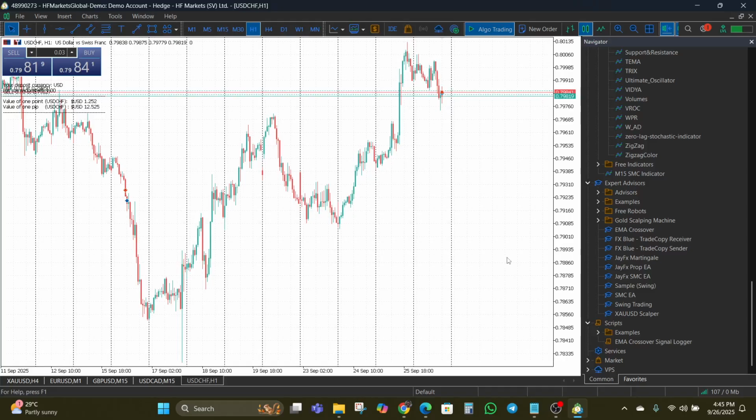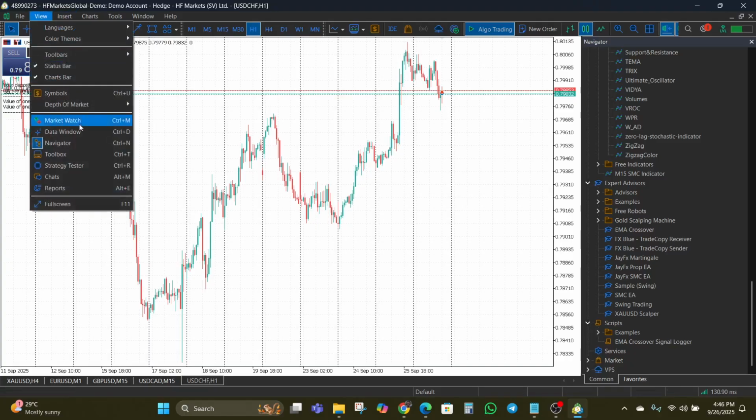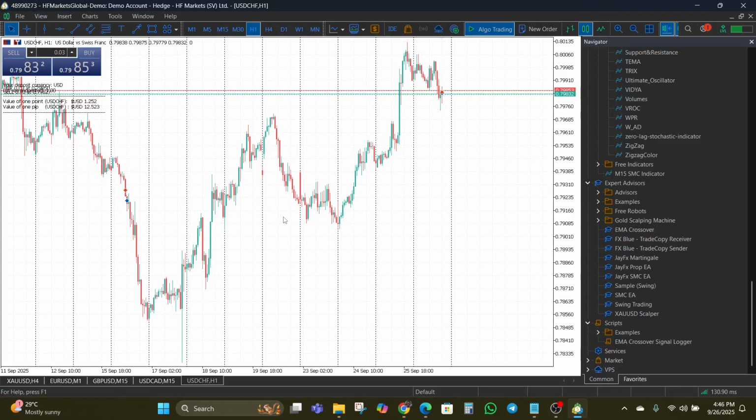Now, before you trade with real money, it's essential to backtest your algorithm. This means you simulate your strategy using historical market data to see how it would have performed. Backtesting helps you refine your strategy, understand potential risks, and ensure your algorithm behaves as expected. All right, now let's go to the strategy tester real quick.